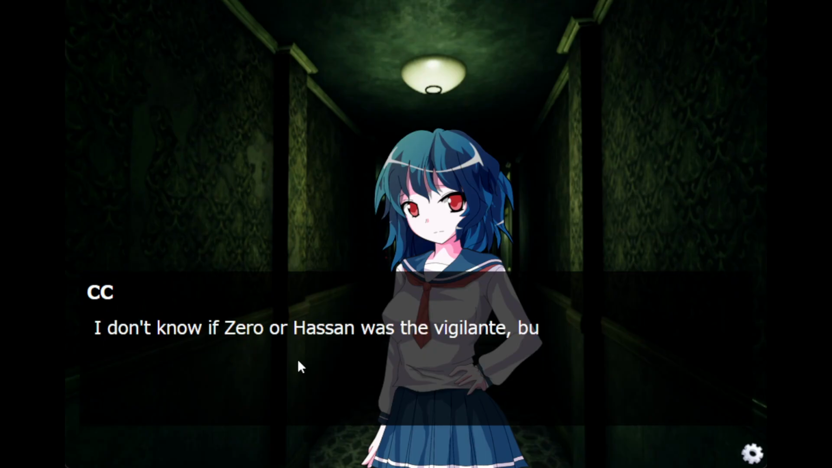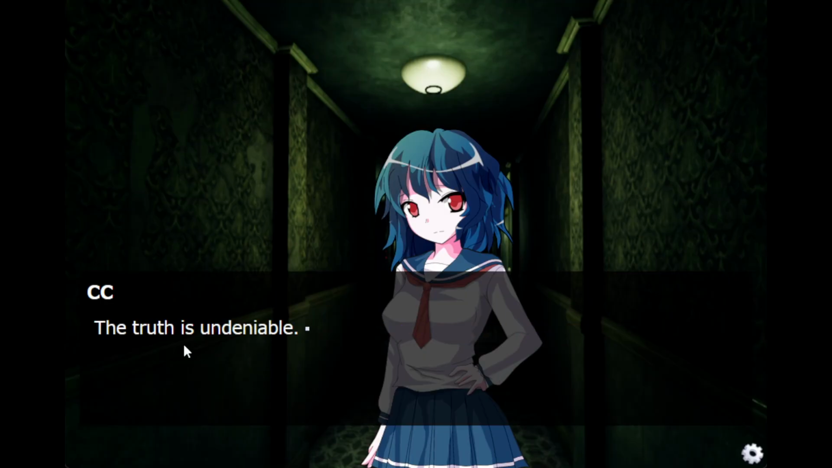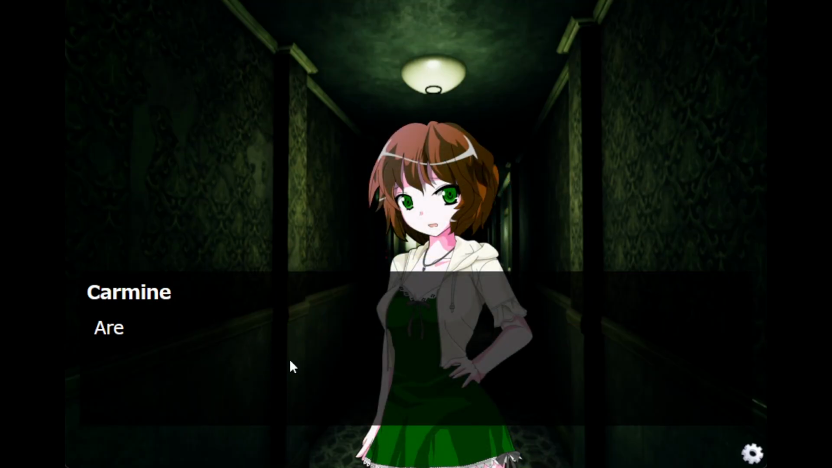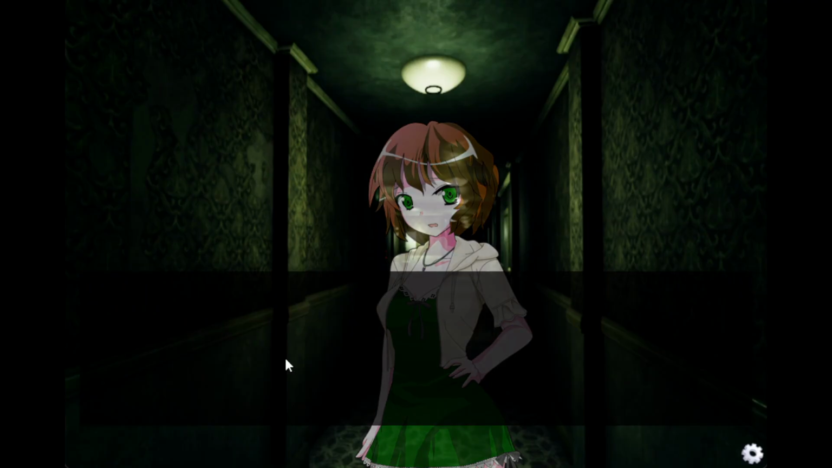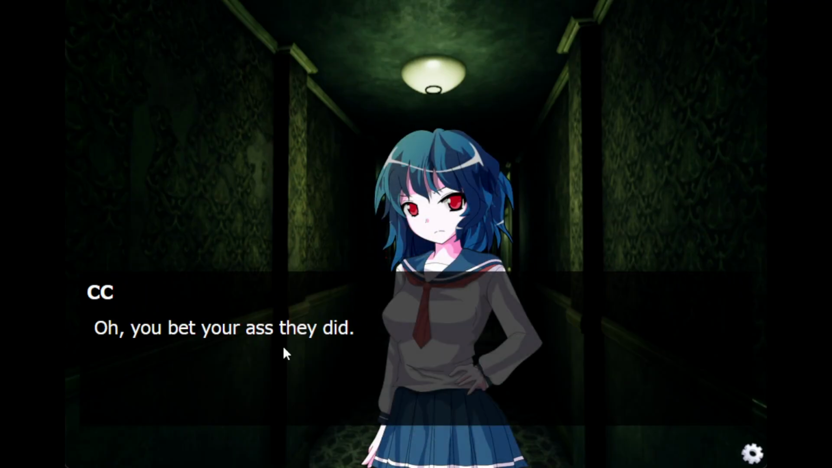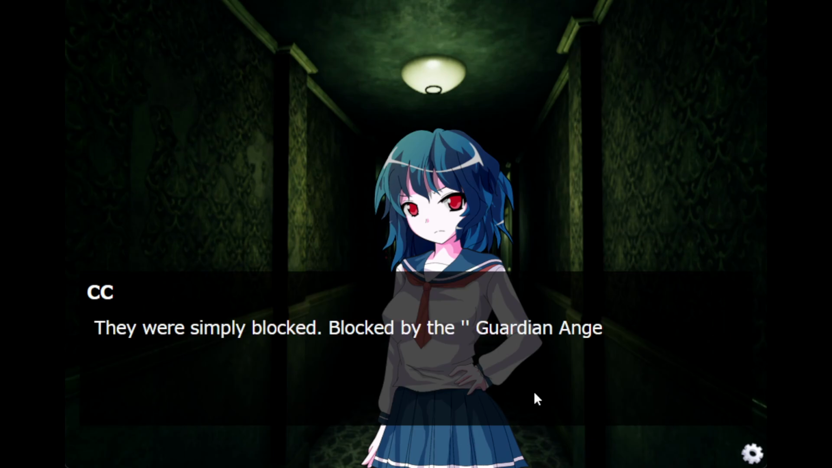I don't know if Zero or Hassan was the vigilante. It's Hassan, obviously, because they both died in Zero's room. But I don't think it matters either way. The truth is undeniable. Are you saying the killer didn't target anyone last night? Oh, you bet your ass they did. They were simply blocked by the guardian angel.